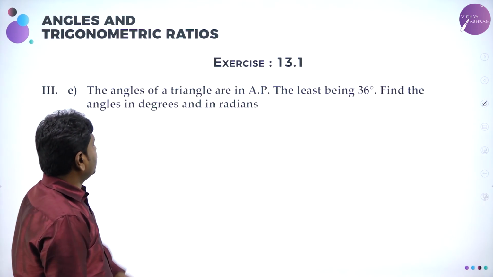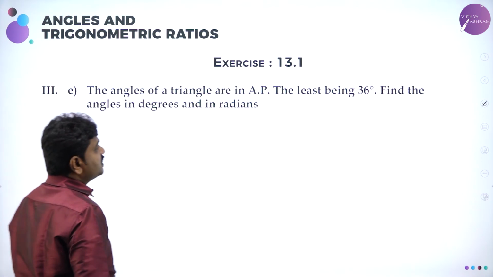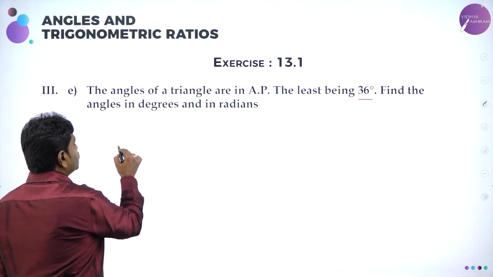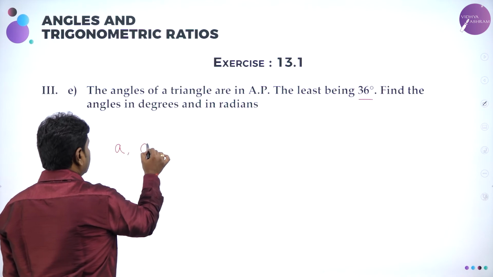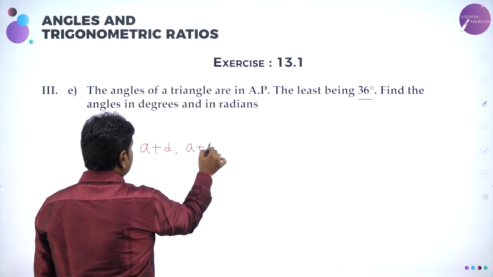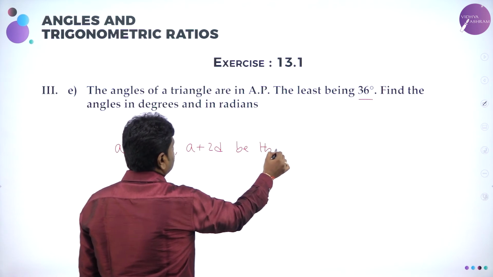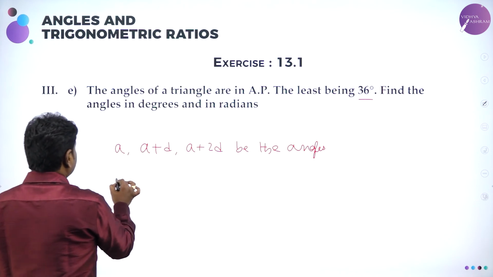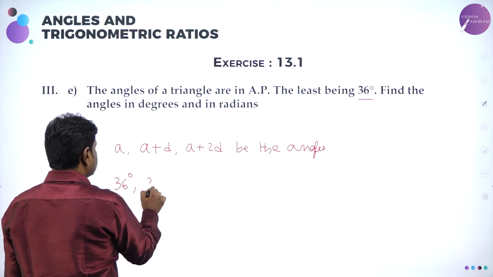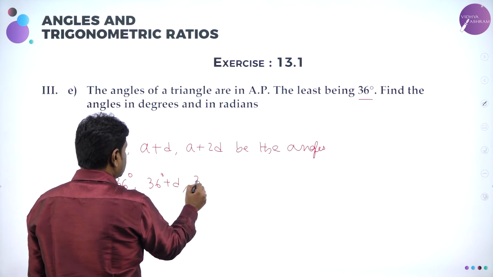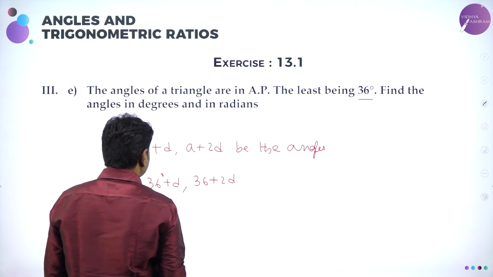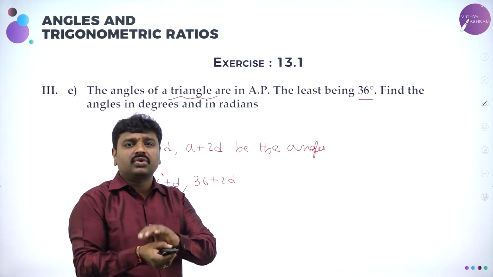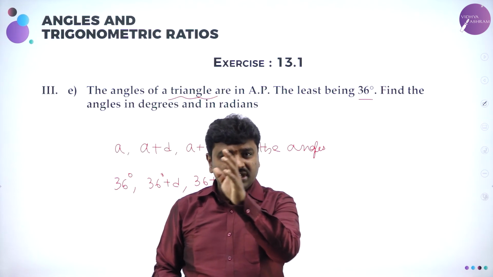And again, here the angles of a triangle are in AP, they told. The least being 36. Find the angles in degrees, they're asking. Angles in AP means let A, A plus D, A plus 2D be the angles. The least they give is 36 degrees. The other one is 36 plus D, and the other one is 36 plus 2D. They are linking the progression with the triangle.